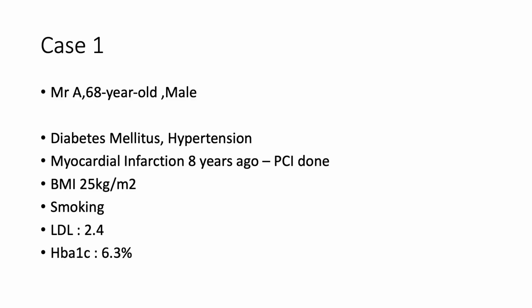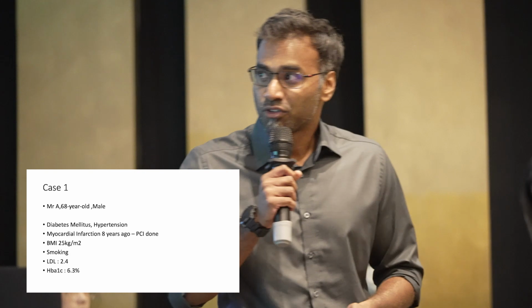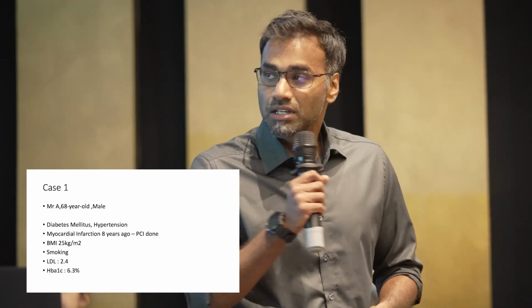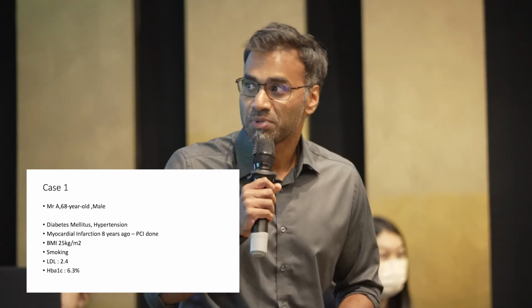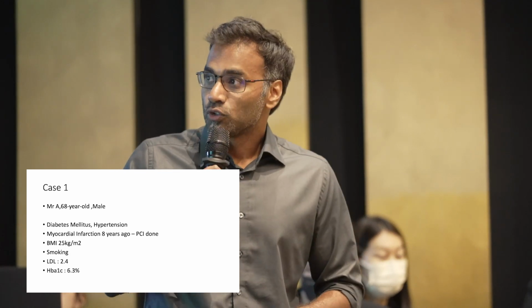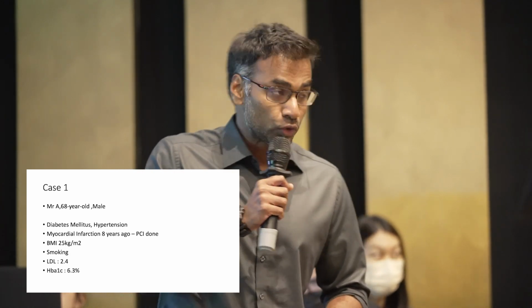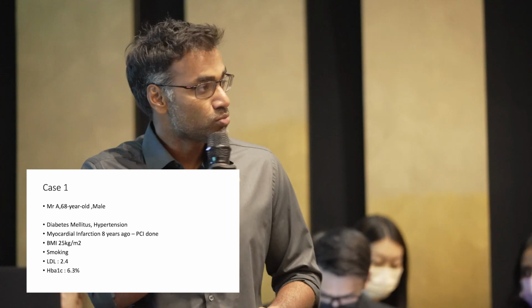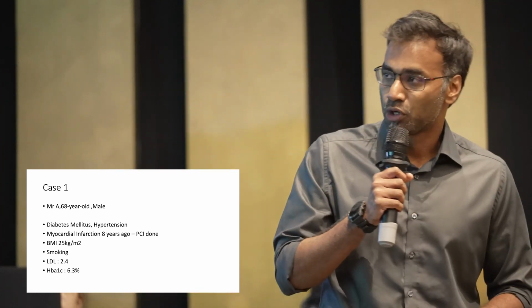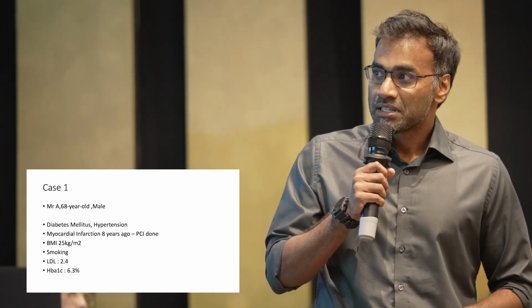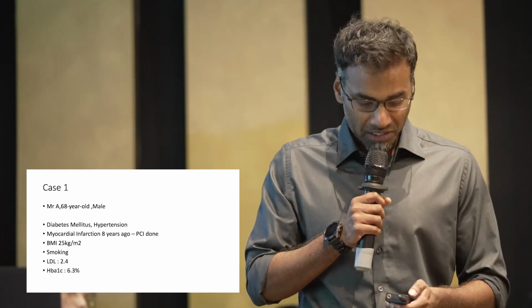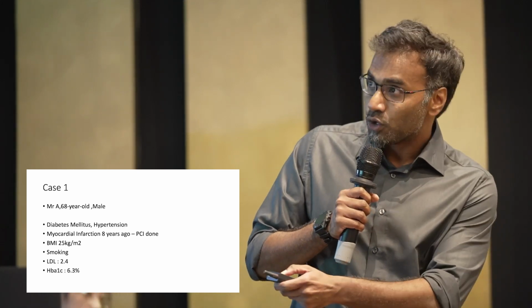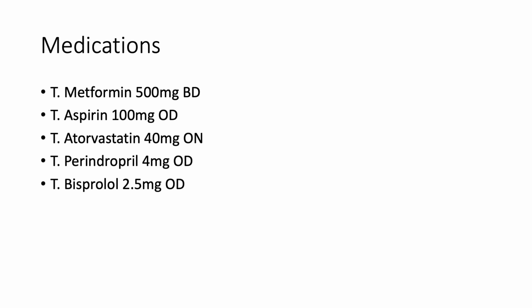So we've got a 68-year-old male. He has diabetes and hypertension. He suffered a myocardial infarction 8 years ago in which a stent was inserted. He's obese with a BMI of 25. He still actively smokes. His LDL is 2.4 and he has an HbA1c of 6.3. So looking at all this information, we can conclude 2 things. He still has a lot of room for improvement in terms of his risk factor modification. And he probably doesn't have a nagging wife like Dr. Navin's patient.